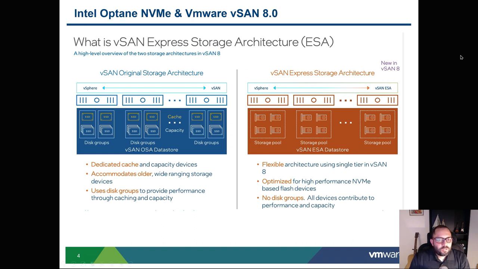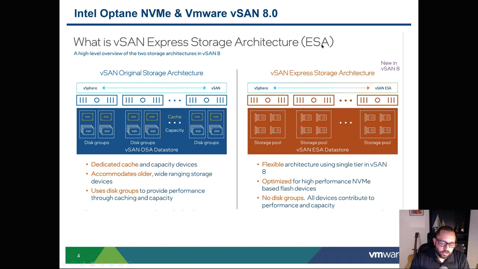Now vSAN. What's the difference between OSA and ESA? VMware has introduced a new storage architecture for vSAN in vSAN 8, which is the ESA, which stands for Express Storage Architecture. What exactly is the main difference between it and the older, traditional architecture, which nowadays is called the OSA? This is the architecture we are used to, with disk groups and different layers or tiers, the capacity tier and the cache tier. But all of that is gone or reformed in the ESA.